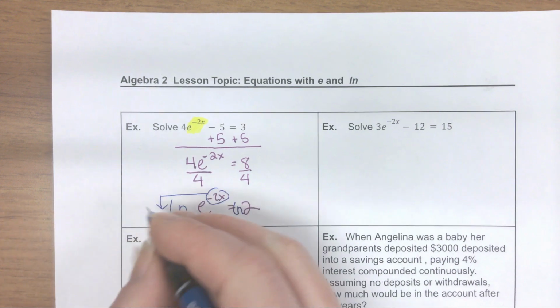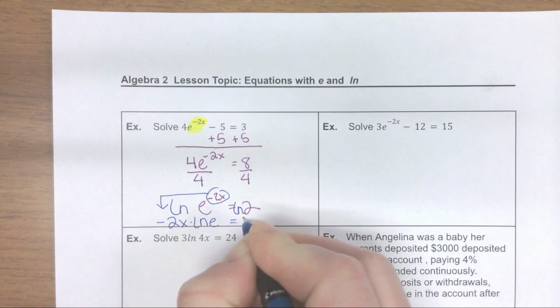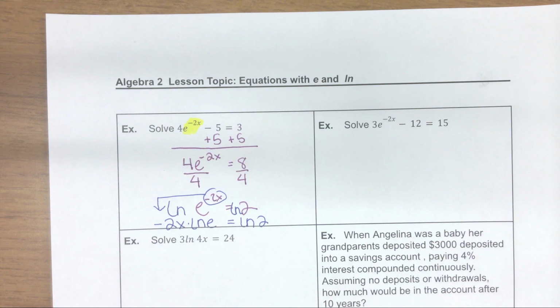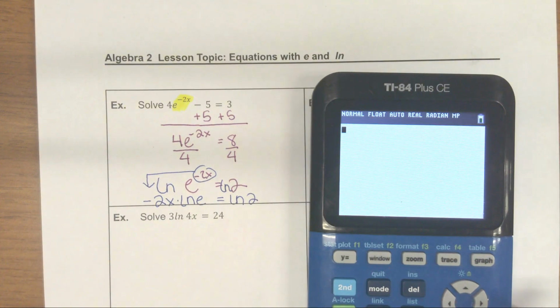So we have negative 2x times natural log of e equals natural log of 2. Now, do me a favor, would you? Get our calculators out. And then we're going to do this one time on our calculator, then you're going to know it for the rest of your life. Oh, I don't know about that. That might be an exaggeration.